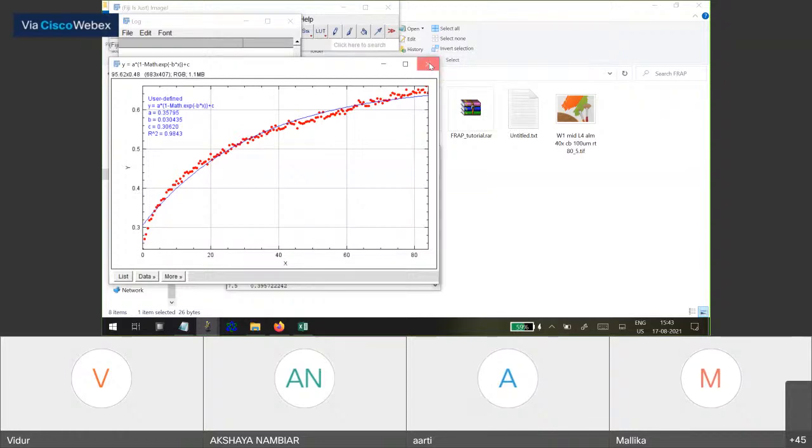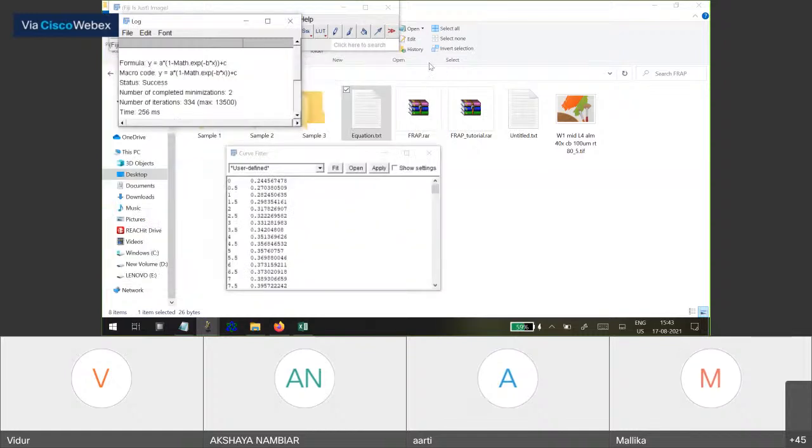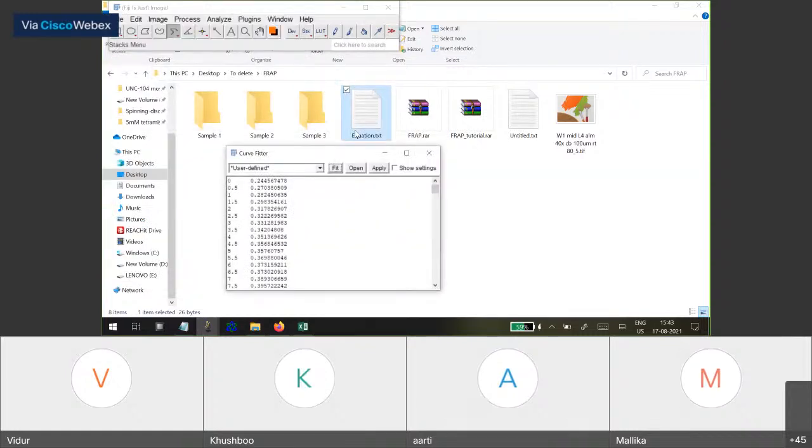Okay. Can you please repeat it again? Yeah, from what step should I repeat it? Copying this data on the curve fitter and after copying the equation text. Yeah.